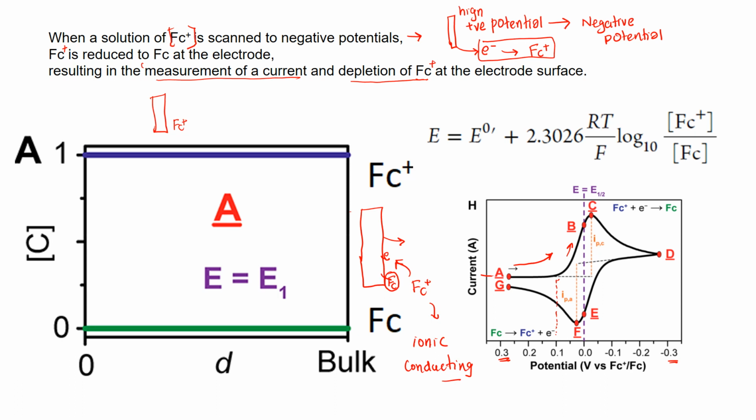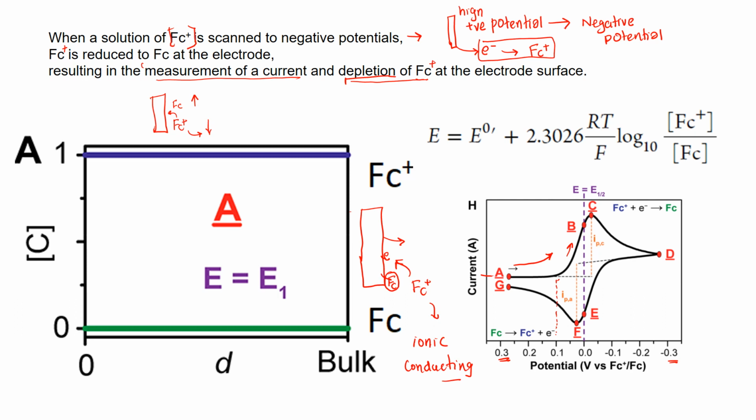Now when this Fc plus becomes Fc, there will be less number of Fc plus. There is a reduction in Fc plus and there is an increase in Fc. So this reduction in Fc plus is what is mentioned here as the depletion of Fc plus at the electrode surface.